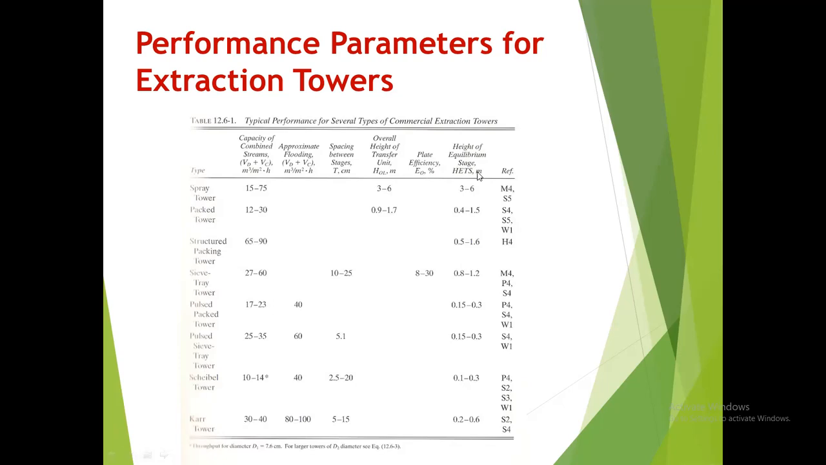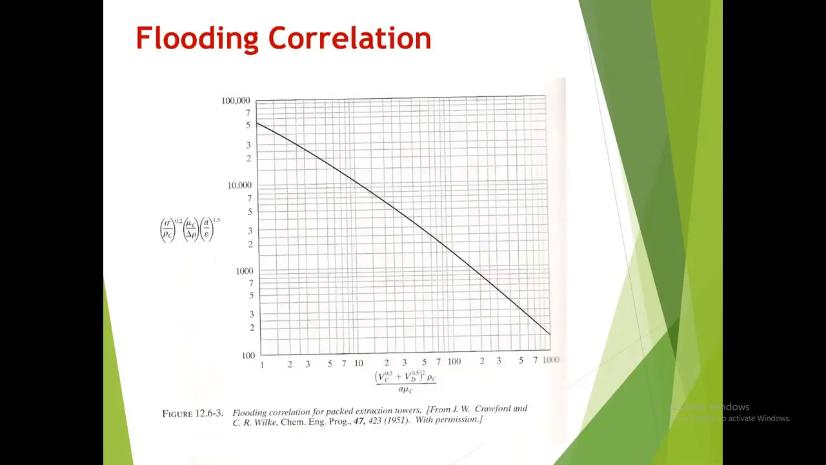So if we design our extraction column, we need to know how big it is. That has something to do with its diameter, and we need to know how tall it is, based on the HETS and the number of stages, which either we determine as the theoretical number of stages, or the problem gives us. So one, two, three: you need these three when you design your extraction tower.